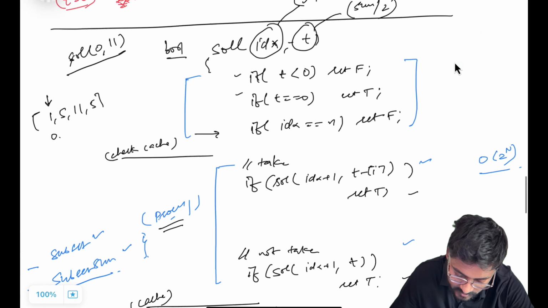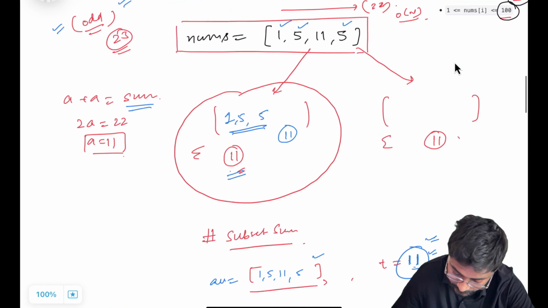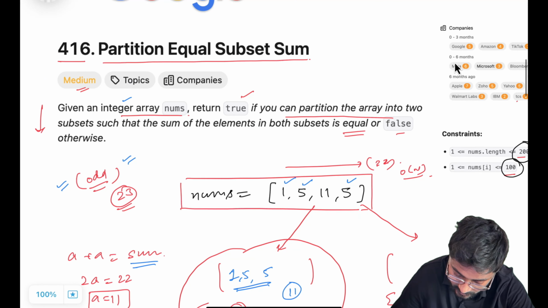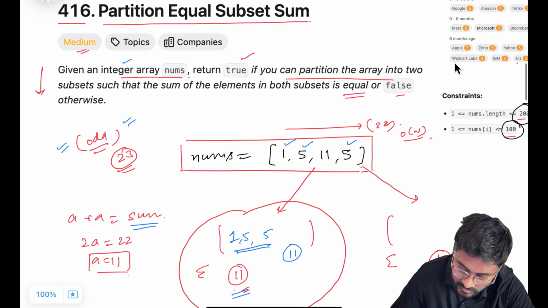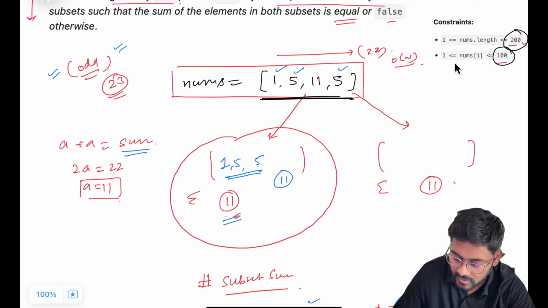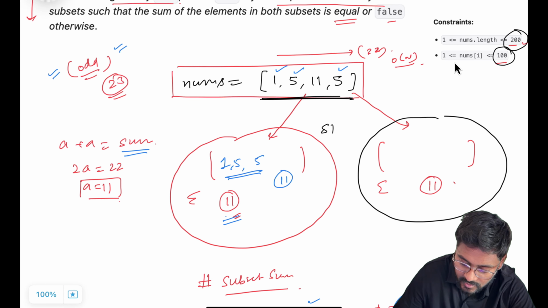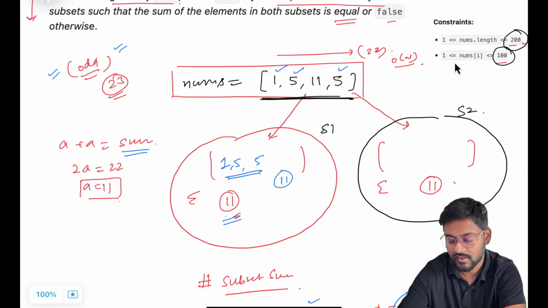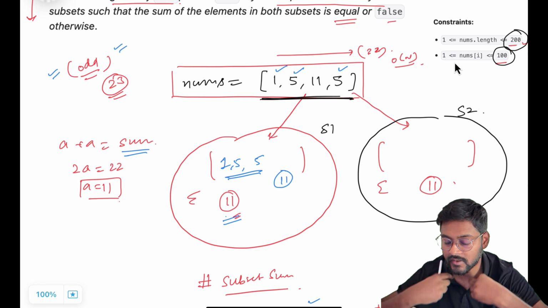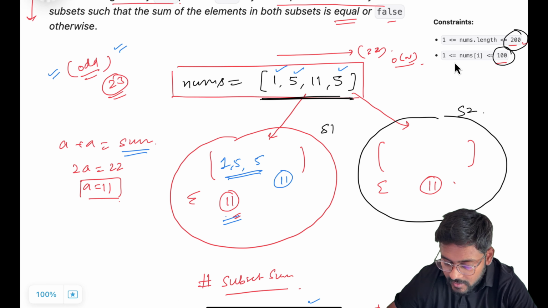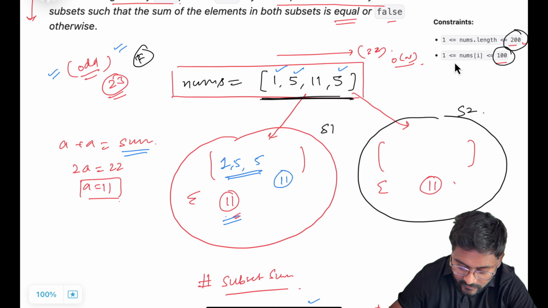Here what we have done is, first of all, we analyze the problem statement. The nums array is given and we have to divide it into two sets, set 1 and set 2, such that both the sets have the same sum. If we have to divide into two parts, the sum should be divisible by 2. If it is not divisible by 2, then directly return false.